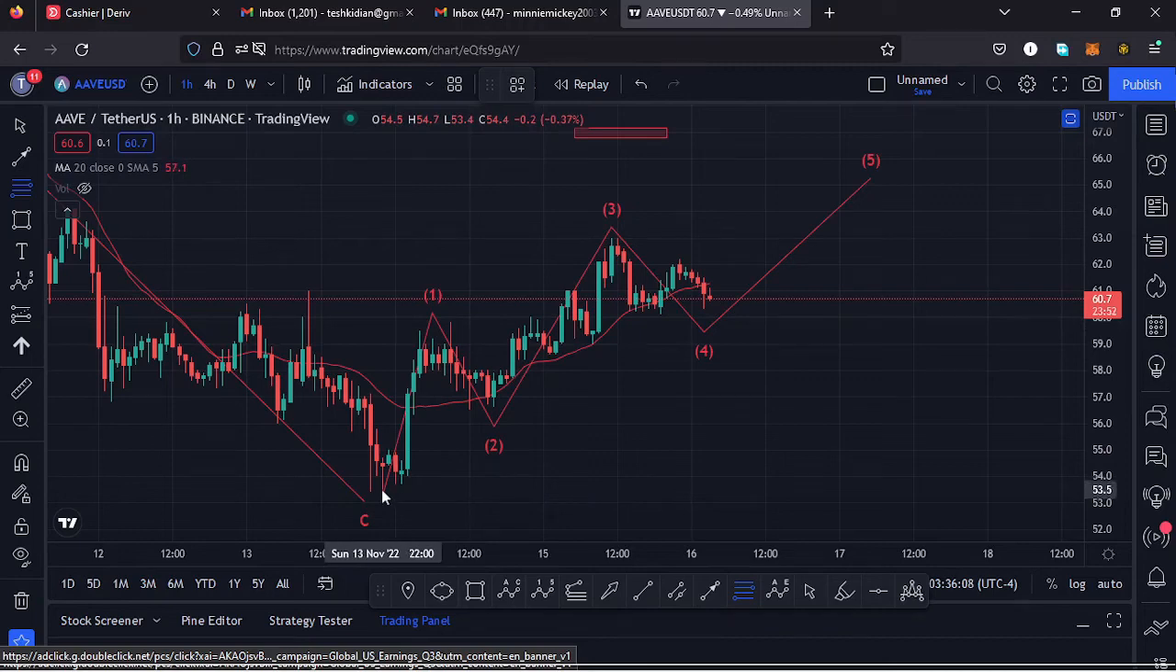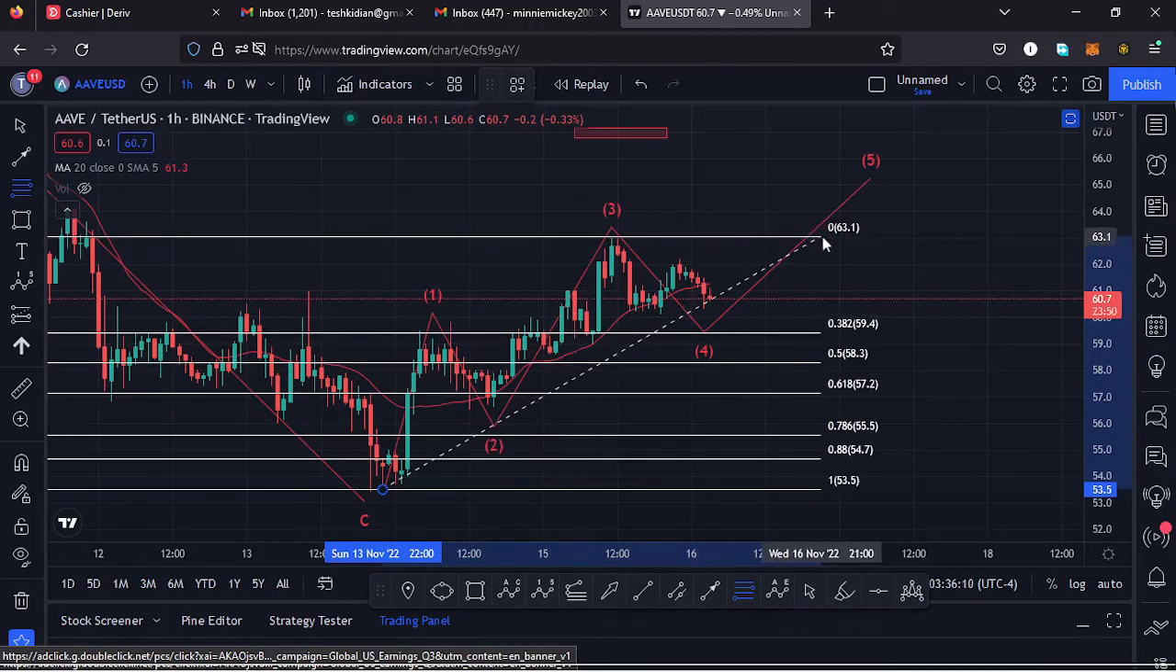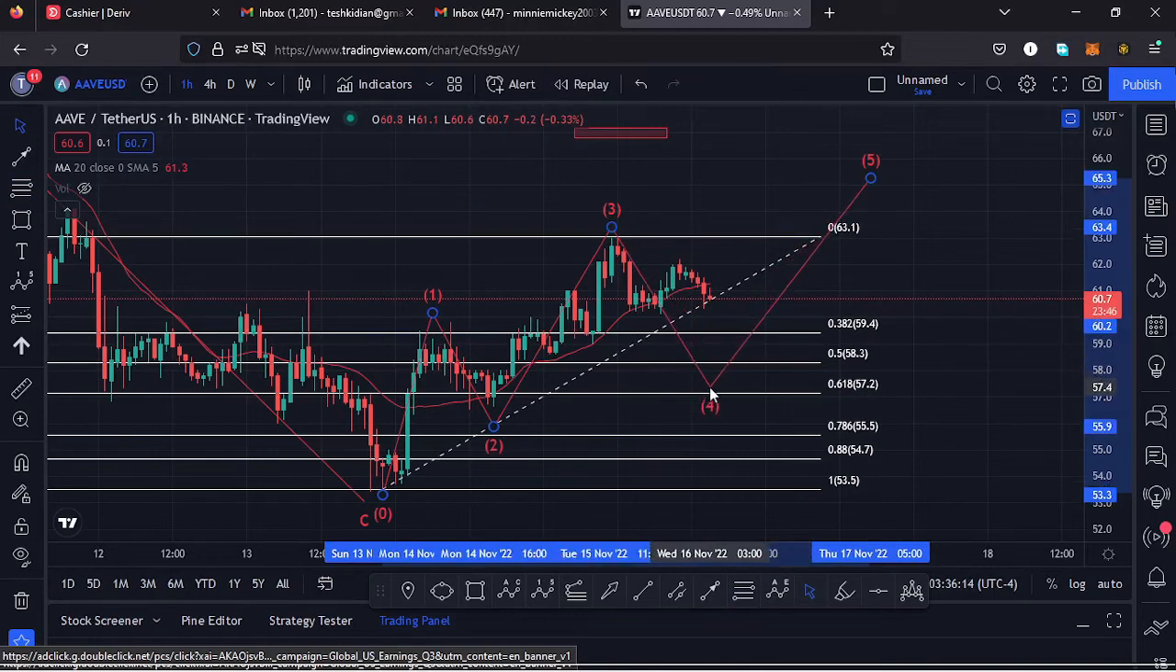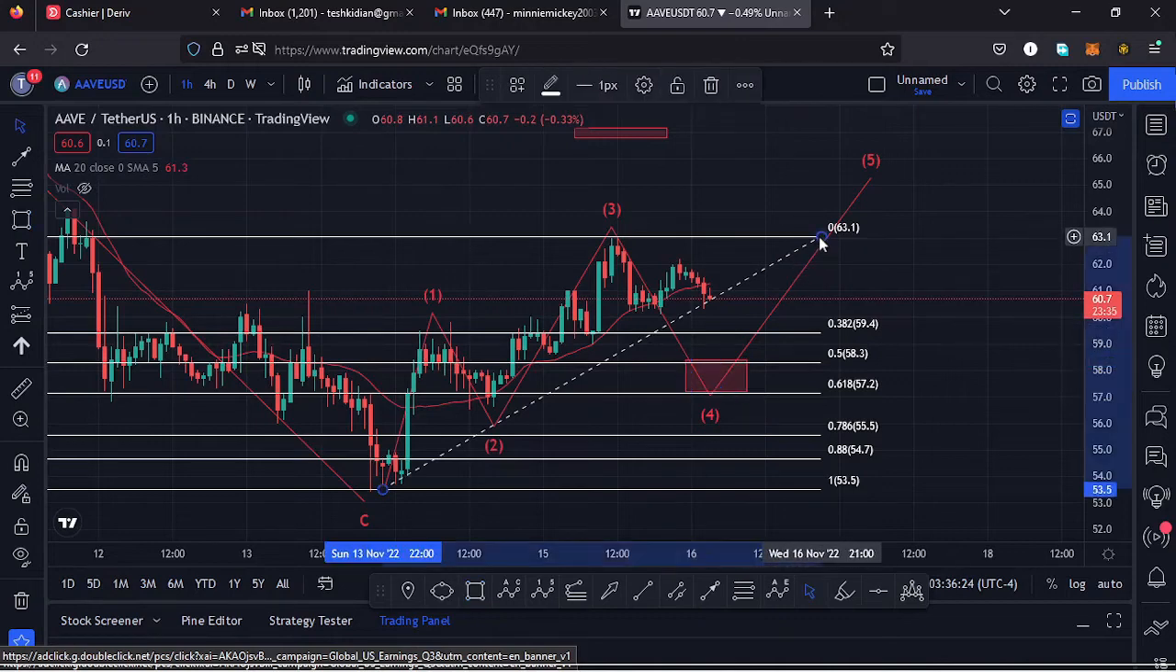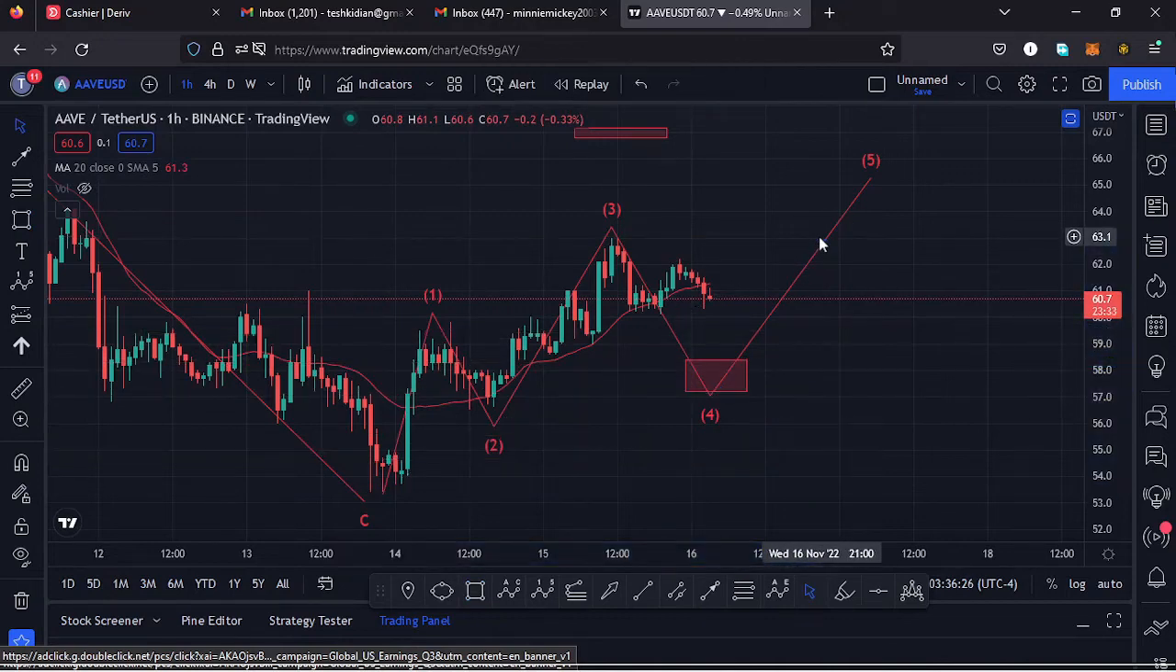And using the Fibonacci's, we can get a minimum target area in the formation of that wave 4 between the fib level 0.5 and the fib level 0.618, which perfectly lies between the $58.3 mark and the $57.2 mark, and I can mark that target area here on the charts like that. So that is the first possible scenario that can play out here on the Aave chart. We can either continue retracing in the formation of this wave 4 over here, then continue pushing higher in the formation of a wave 5.